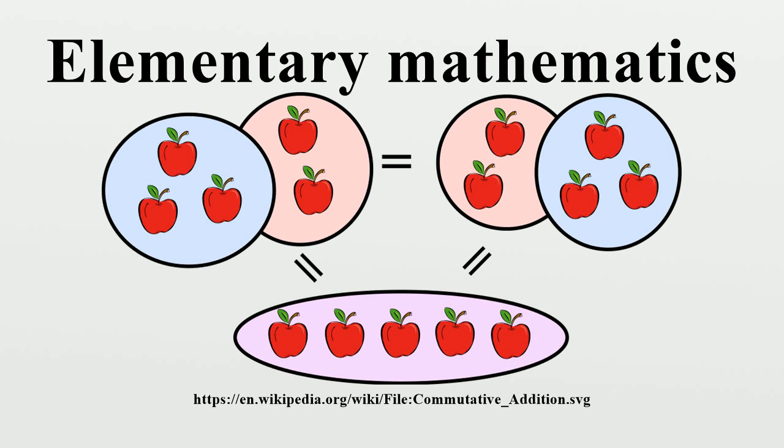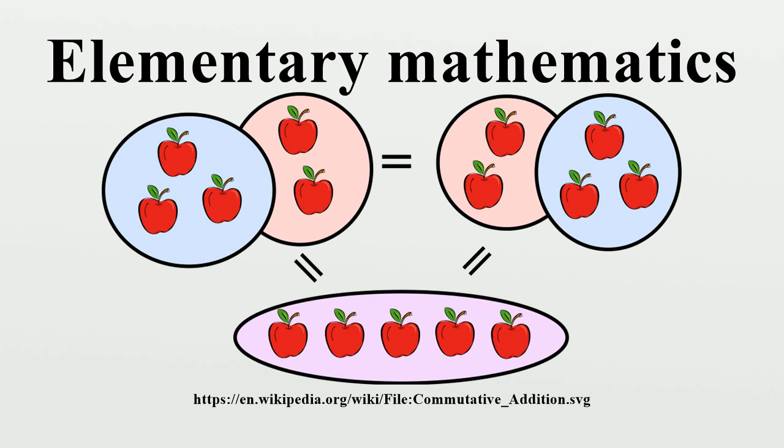Closure under addition and multiplication. For all natural numbers A and B, both A plus B and A times B are natural numbers. Associativity. For all natural numbers A, B, and C, A plus (B plus C) equals (A plus B) plus C, and A times (B times C) equals (A times B) times C. Commutativity. For all natural numbers A and B, A plus B equals B plus A, and A times B equals B times A. Existence of identity elements. For every natural number A, A plus 0 equals A and A times 1 equals A.